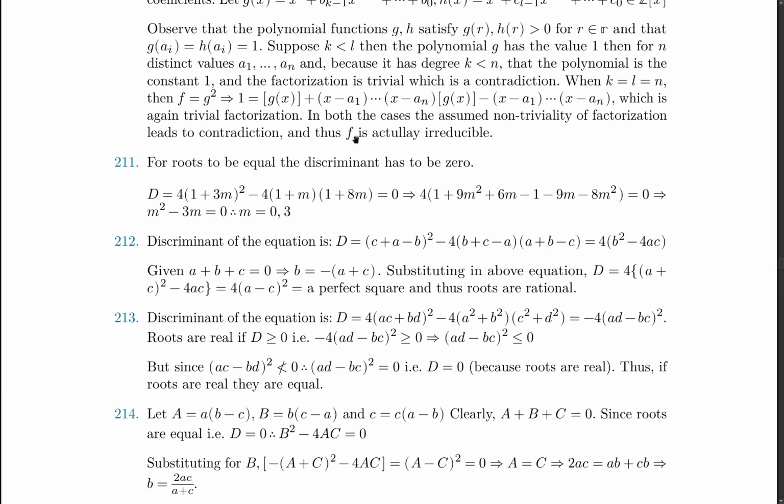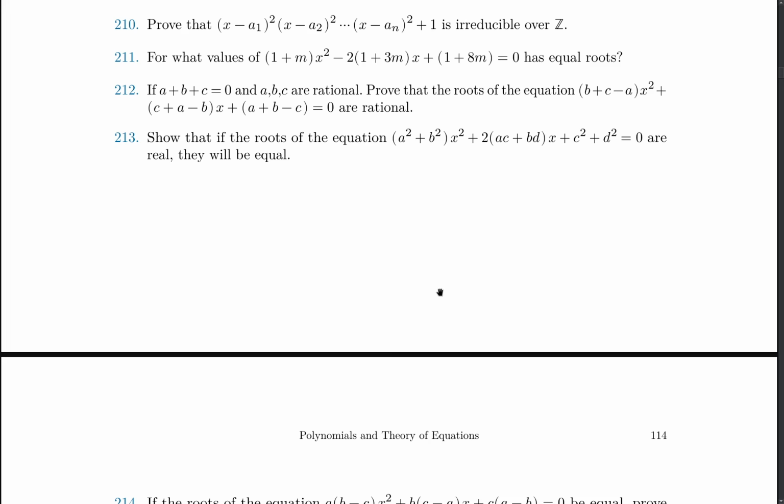So again we look at the discriminant. The discriminant is (c plus a minus b) whole square minus 4 into (b plus c minus a) into (a plus b minus c). If you evaluate this, you will get 4 into b square minus 4ac. We are given that a plus b plus c is equal to 0, so b is equal to minus (a plus c). We plug the value of this b in here and we get the discriminant, after simplification, as 4 into (a minus c) whole square, which is a perfect square, and thus roots will be rational because a, b, c are rational.